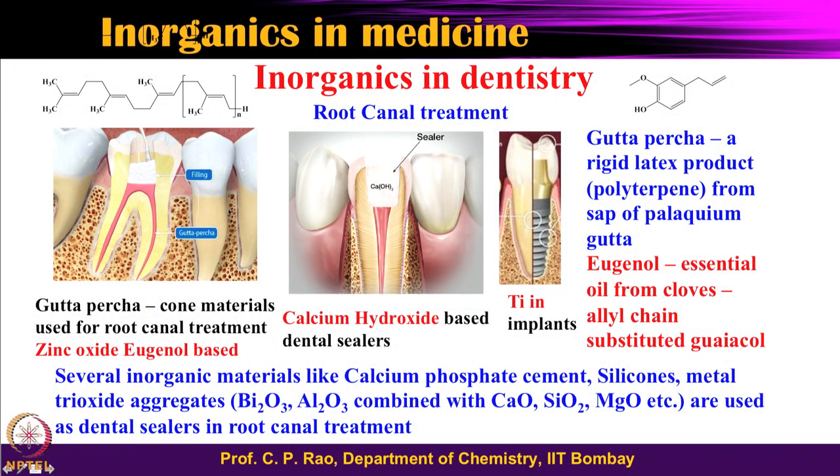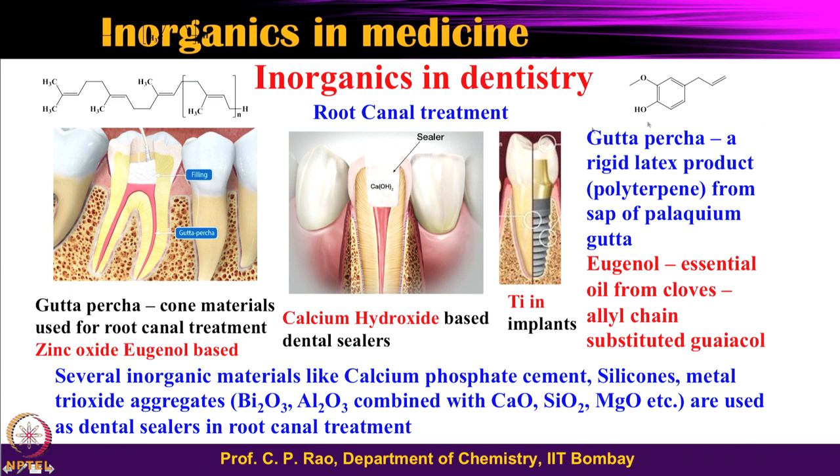Okay. So, also there are many other things that are done even for the dental part. What is the other important part? The other important part is the root canal treatment. Once root canal treatment is done, this requires to be protected. So, how does one protect? They protect by various materials, for example, gutta percha, which is a cone material used for the root canal treatment.